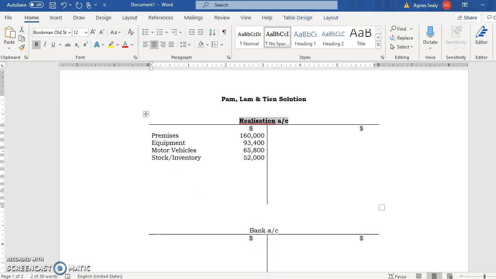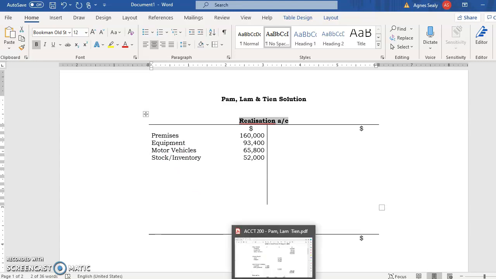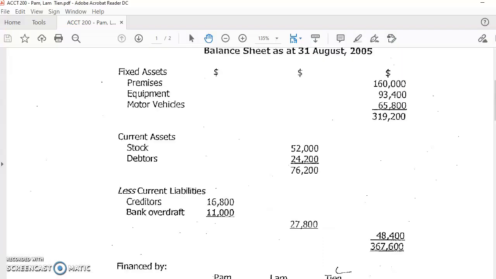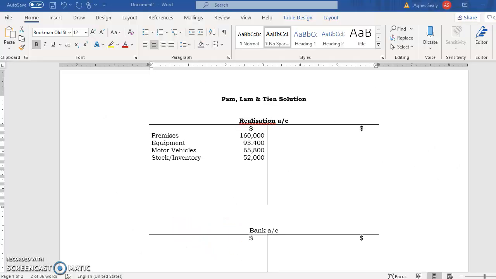look here at entering the opening balances for our bank. So the balance on our bank account is a liability. It's an overdraft of $11,000. So we are going to enter this $11,000 on the credit side of the bank account. Let's go on. So balance brought down on the bank, $11,000.